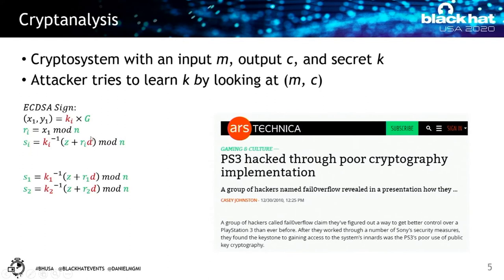What happened back then is that the designers of PlayStation 3 basically used the same nonce for all the messages, and this equation turned into something like this. The problem is that if you just generate two messages and subtract them from each other, you get a much simpler equation with just one unknown variable, and you can just calculate the private key from this. So this is a huge design issue, and that's what traditional cryptanalysis is about: people try to find design issues in the actual algorithm or the actual design of some crypto system to break it.